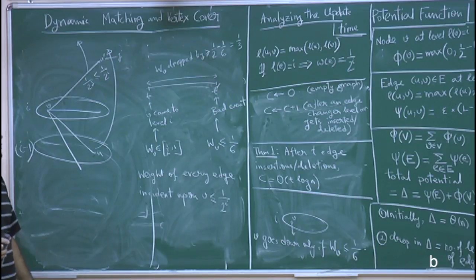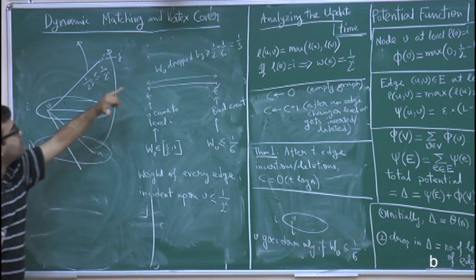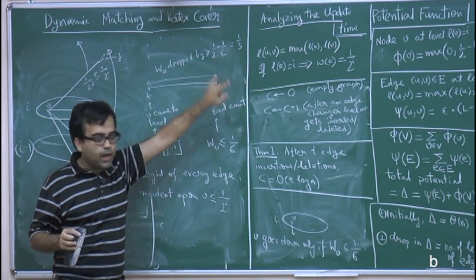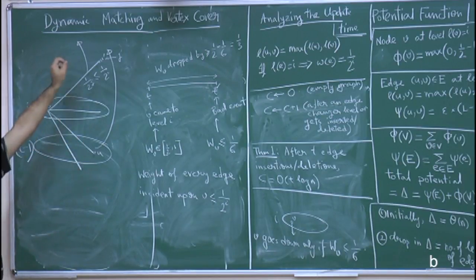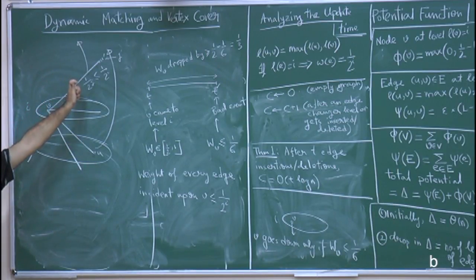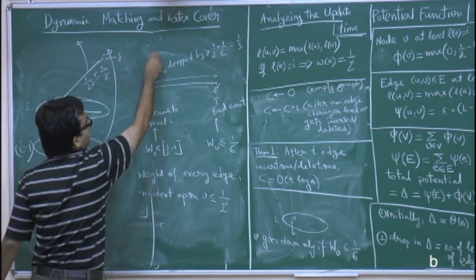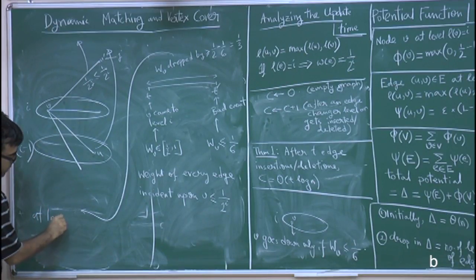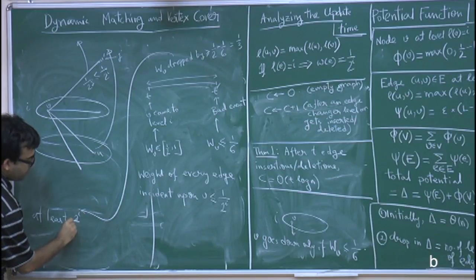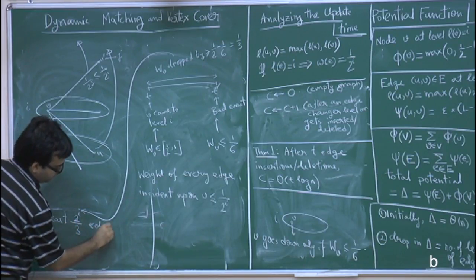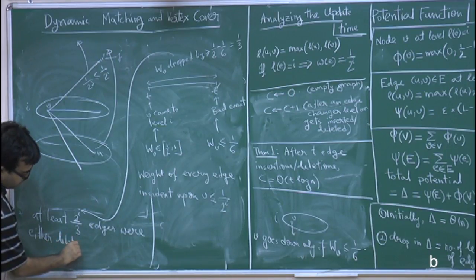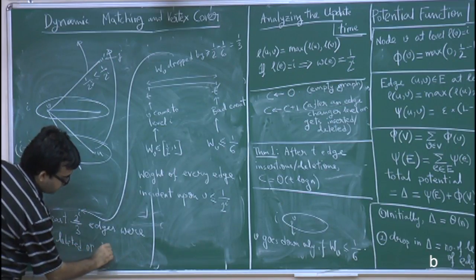Now, what can you say? For W_V to drop by at least 1/3, how many of these edges must have either gotten deleted or increased their levels? For this event to happen, you have to say that at least 2 to the power i over 3 edges were either deleted or increased levels.